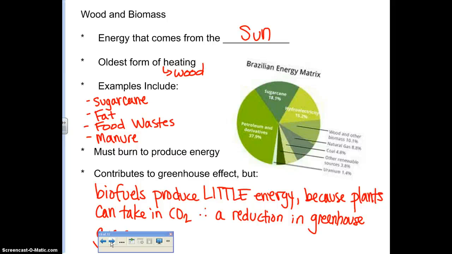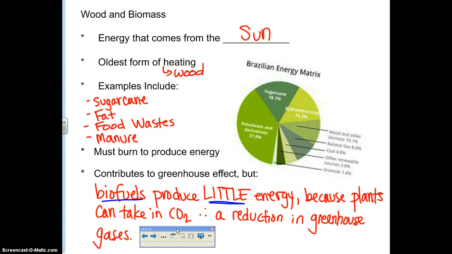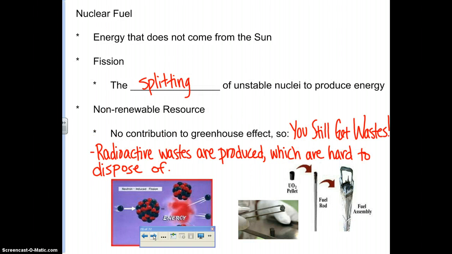One disadvantage, though, is that it must be burnt in order to produce energy. Therefore, it contributes to the greenhouse effect. But biofuels produce little net CO2 because the plants can take in the CO2. Therefore, you would see a reduction in the greenhouse gases. So although biofuels, such as wood and biomasses, do produce some CO2, the plant life that is in the area can take in the CO2, thus reducing the emissions of greenhouse gases due to the use of biofuels.